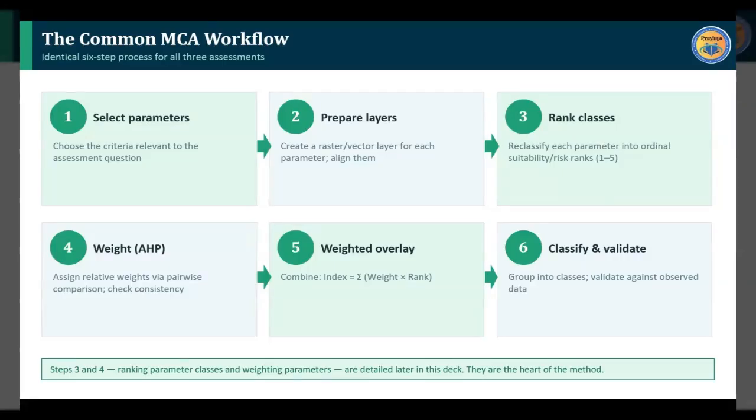And step 5, we classify the results into zones and we validate it. That's it. Select, then you go for ranking, weight, overlay it, validate. These are the 5 steps.